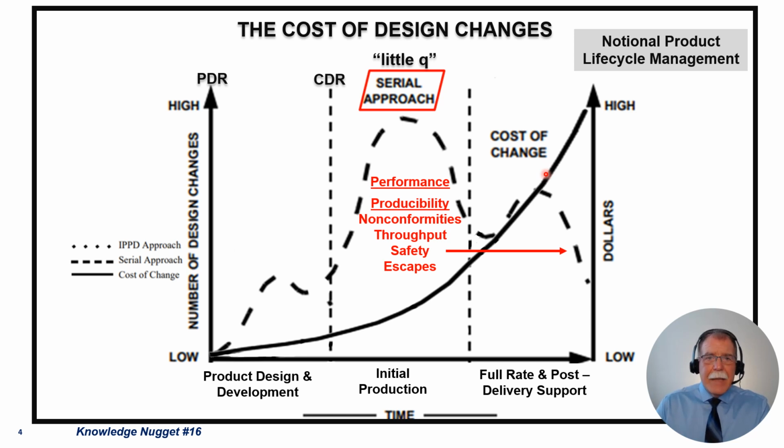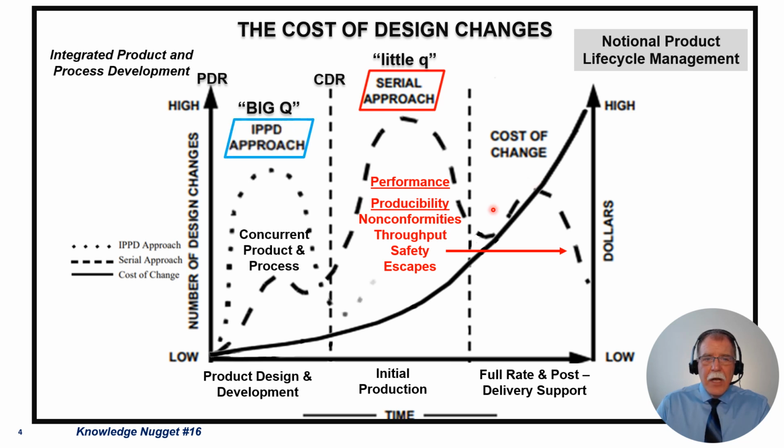Now, what does a big Q quality planning approach do for us? Well, it flips this. And you can see by the dotted line that notionally in a big Q quality planning approach, which we would call the integrated product and process development approach, where we are concurrently developing product and process, we would expect the most design changes in the design and development phase.